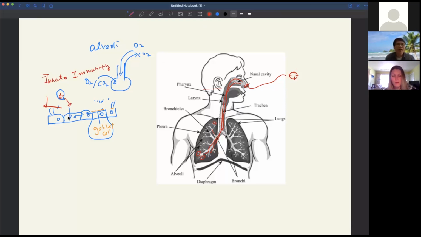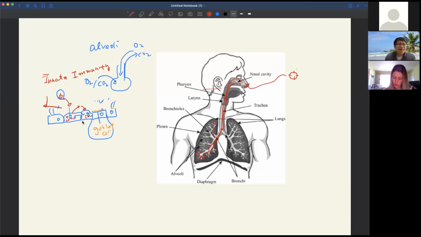Then, once this epithelial cell gets infected, the virus is going to start to replicate there. Coronavirus does not kill the cells. It leaves them behind, but once it gets out of these infected cells, it infects the neighboring cells.